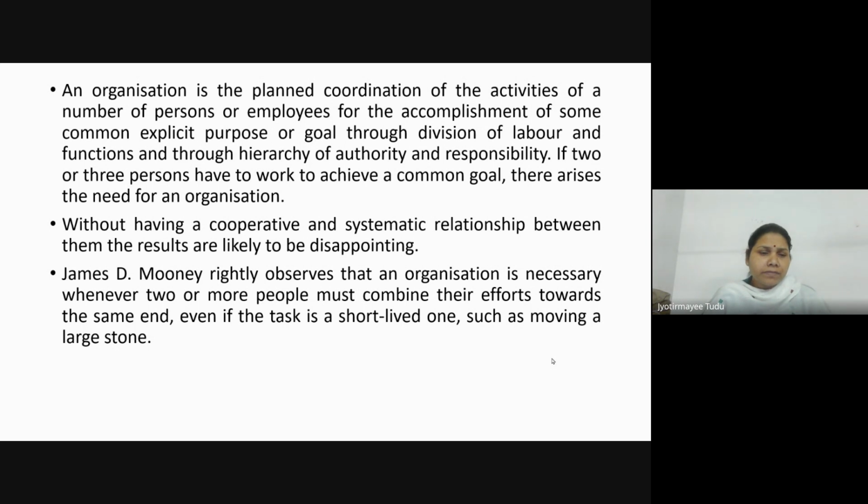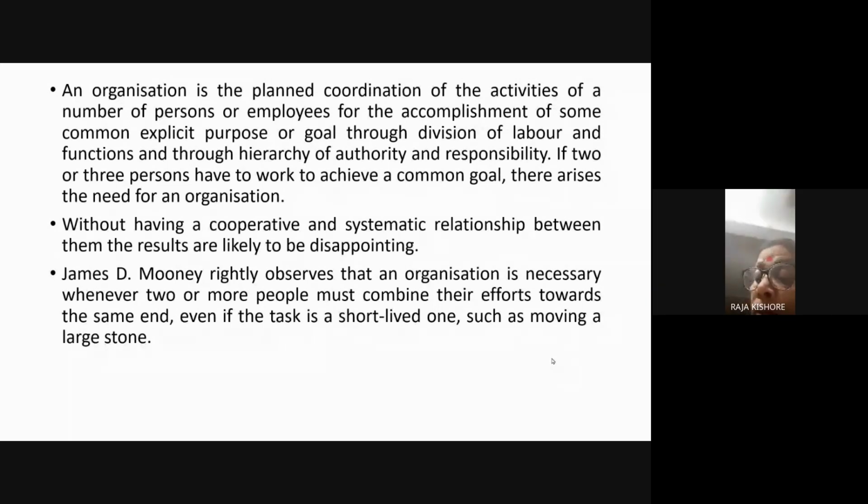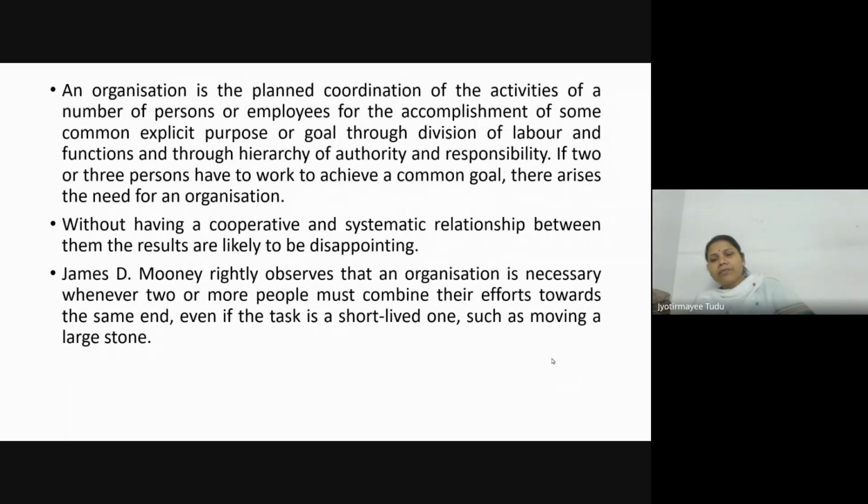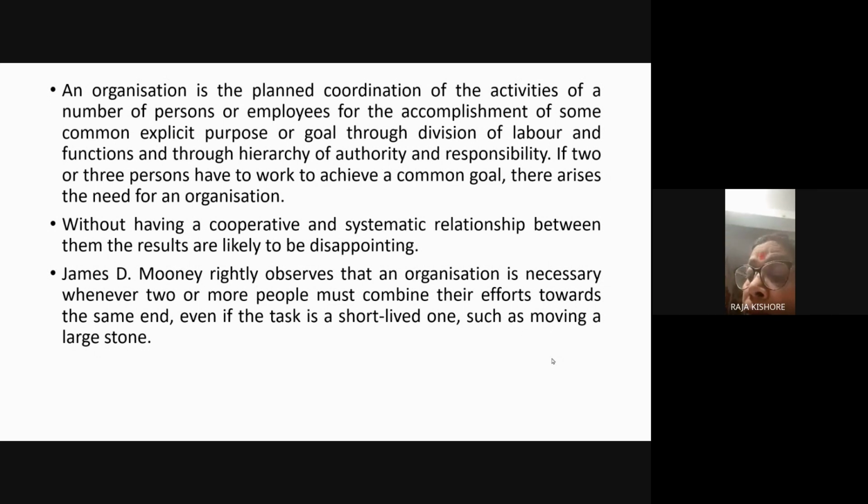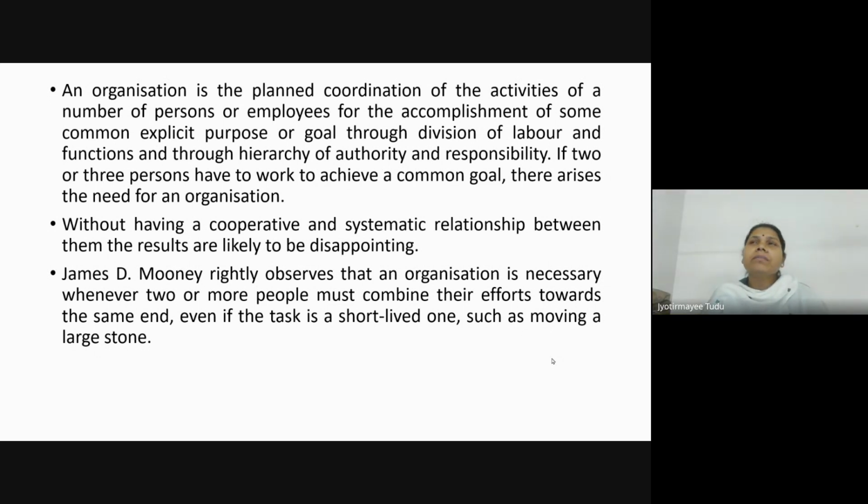Finally, James D. Mooney rightly observes that an organization is necessary whenever two or more people must combine their efforts towards the same end. So here we are getting one thing: in most of the definitions, coordination continues to be prevalent, maybe in an explicit form or maybe in an implicit form.